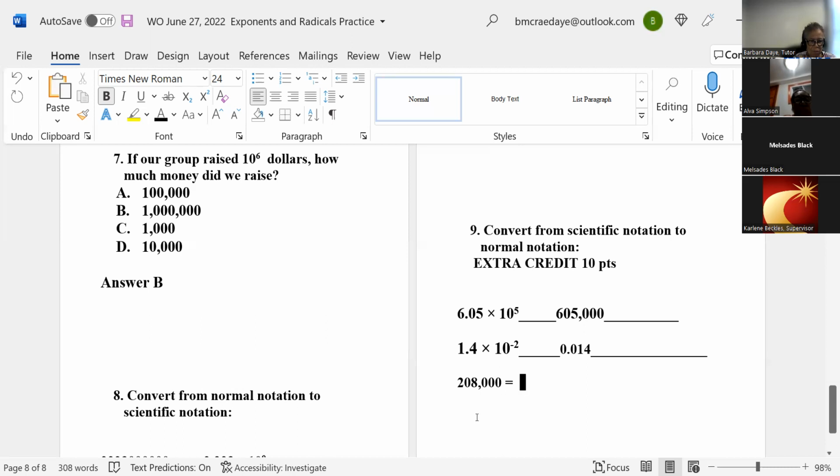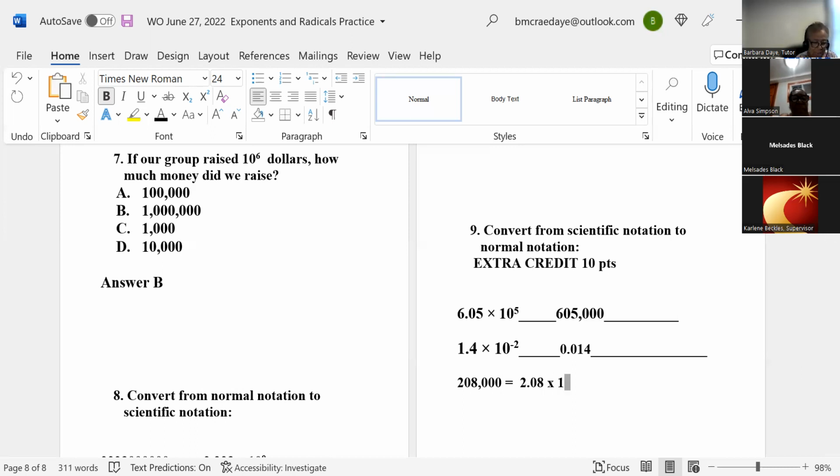You'd have to move it between the 0 and the 8. No, that would be 20. If I put it here, it's 20. That's greater than 10. Remember, it's got to be less than 10. So pick another 2 digits. Between the 2 and the 0. That's right. So this would be 2.08. Now you've got the right number, less than 10.